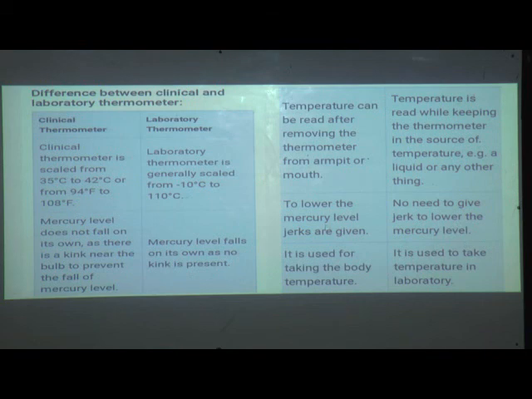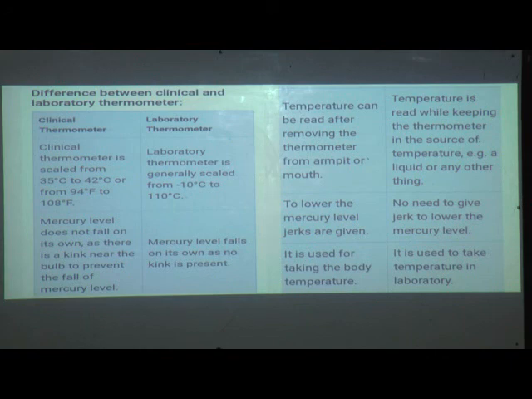So while we are using this clinical thermometer, we have to give some jerks, both before and after use. Why? Because we have to make sure that the mercury is at the side of the bulb. So for that we have to give some jerks to the clinical thermometer.